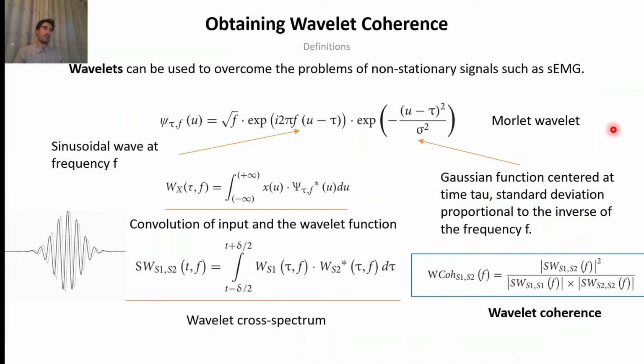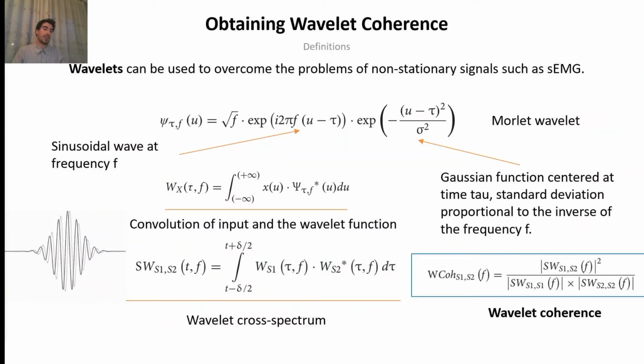Of course, as you might know about wavelets, they have the great advantage that they can have different frequency and time sensibility in a time-frequency transformation, and you can use all of these advantages also when computing coherence. In fact, wavelets can be used to overcome the problems of non-stationary signals, such as, of course, surface EMG. What is a wavelet?